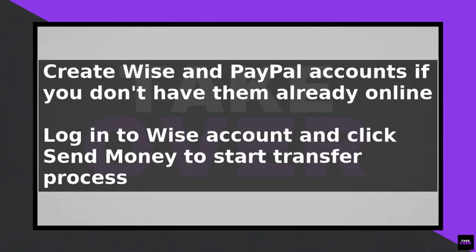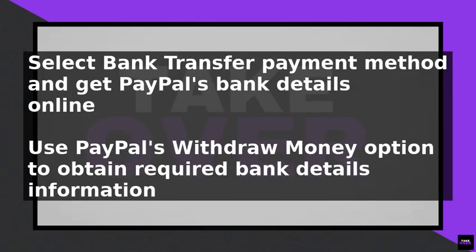You will be asked to enter the amount you want to send in the currency of the recipient. Since you are sending money to PayPal, you should select the currency that your PayPal account uses. Next, you will need to select the payment method. In this case, you will choose bank transfer. However, since you are sending money to PayPal, you will not be using a traditional bank account.